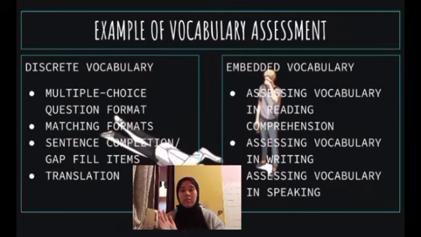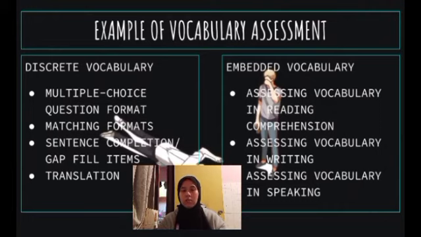I will explain about the examples of vocabulary assessment. As in the previous presentation, there are two types of vocabulary assessment: discrete vocabulary and embedded vocabulary. For discrete vocabulary, the examples are the multiple choice question format, where the question will have options A, B, C, and D, and you have to choose which one is the correct answer.